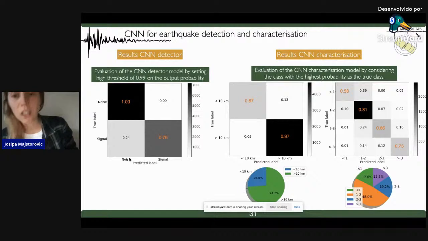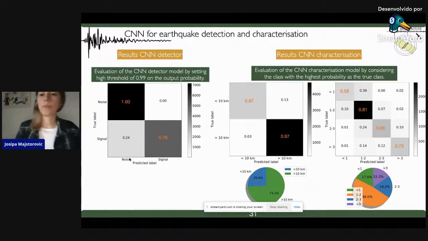Next, I will show you results for the CNN characterization, and this is quite tricky. This problem is even more difficult to solve than the detection. So here you have two confusion matrices. The one on the left is associated with the distance, and the one on the right is associated with the magnitude results. We can see that, when it comes to the distance, because it was only a two-class problem, the model was able to actually learn how to distinguish signals that are close to the station from those that are far away. So 87% of the time, my model knows that the event is close to the station when it actually was close to the station. And 97% of the time, it would predict a far away event as being far away.